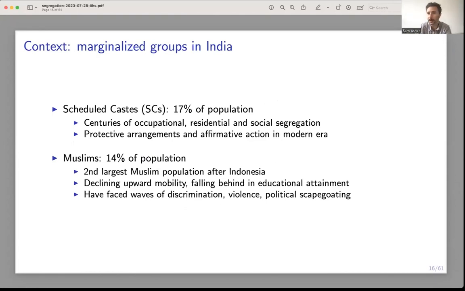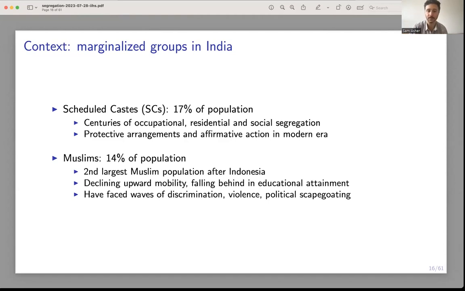Okay, I'm going to move quickly through context, since this is an Indian audience and most of you, I'm sure, know these issues better than I do. Scheduled castes and Muslims together make up over 30% of the Indian population. According to the 2011 census, scheduled castes are 17% and have faced centuries, if not millennia, of occupational, residential, and social segregation. But of course, the Indian government has various protective arrangements and affirmative action, at least in the modern era. Muslims are a slightly smaller population, 14% as of 2011.